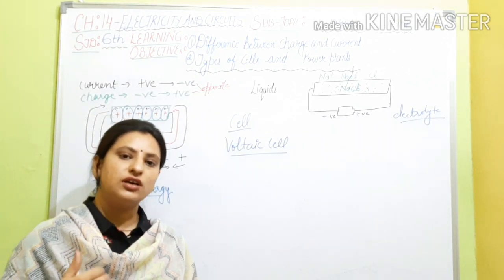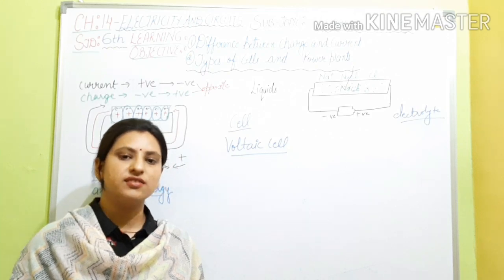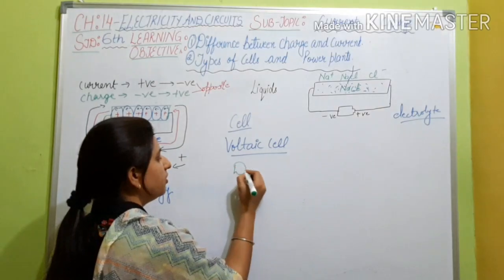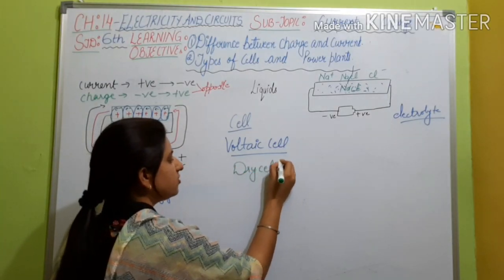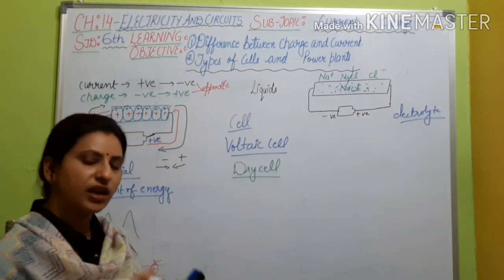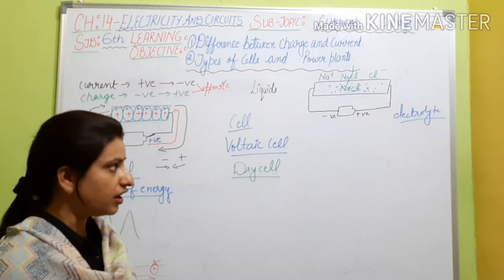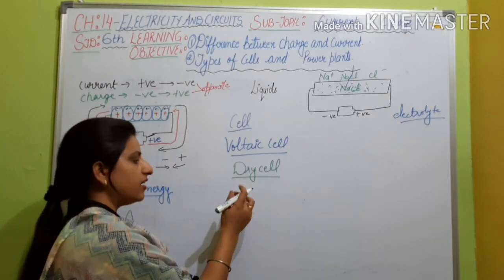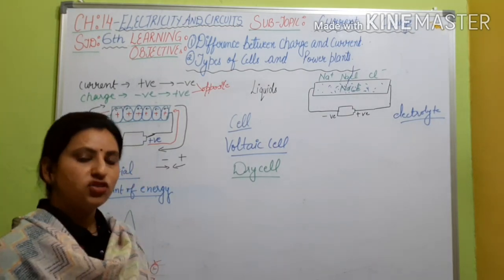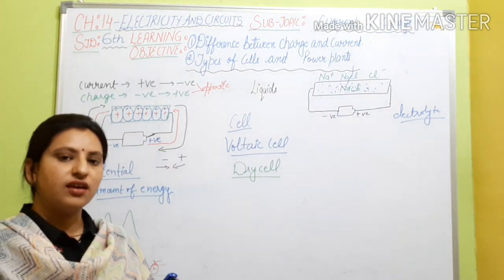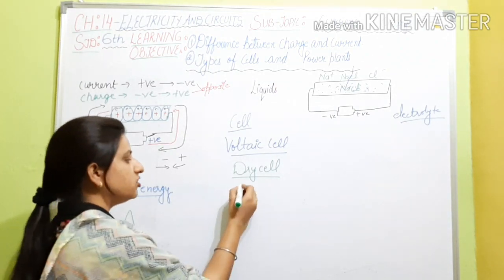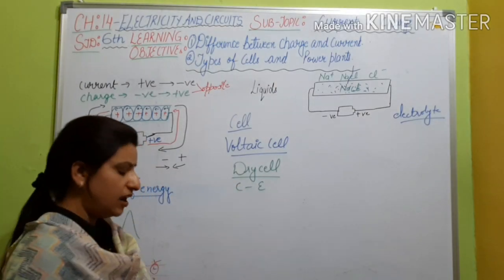After many experiments, scientists discovered a new cell, called the dry cell. This dry cell also converts chemical energy into electrical energy, but this time the chemical used in the dry cell is in the form of a paste. The paste undergoes a number of chemical reactions, and the chemical energy is converted into electrical energy.